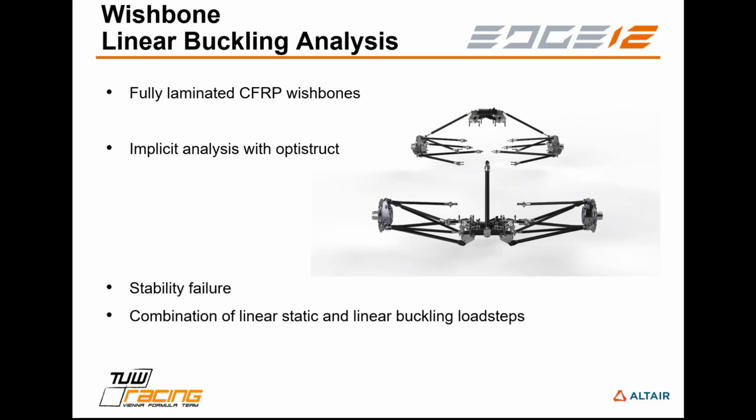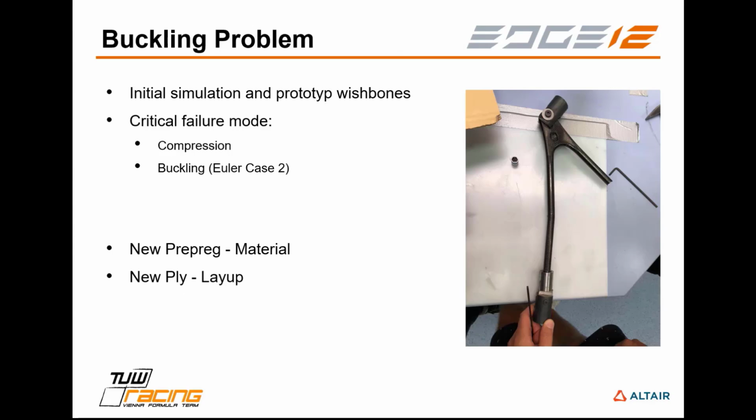And the key step here is the combination of a linear static and linear buckling load step, which is needed to perform a linear buckling analysis. During the development process and the finalization of the ply layer, we had some initial simulations running and performed physical testing with prototype wishbones. During those tests, we saw that buckling is an issue, and our critical failure modes were compression and buckling. Based on those results, we decided to further develop our simulation with a new focus on those critical failure modes to be able to develop a new ply layer, and we also adapted our choice of materials.